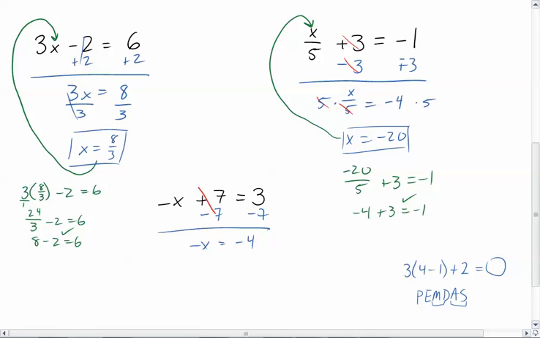So all I need to find, I don't want to know what -x is. I want to know what x is. So how do I change it from a -x to an x? Well, I multiply by -1. But if I multiply this side by -1, I've got to do it to the other side. And negative 1 times negative x is positive x. And negative 1 times negative 4 is 4. And so supposedly x equals 4.